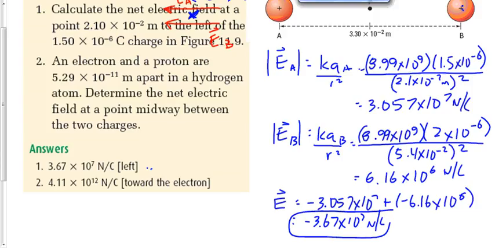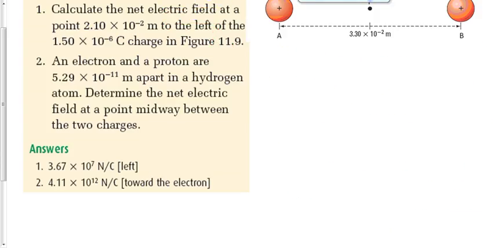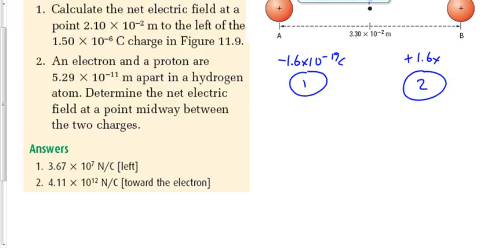All right, let's take a look at question number 2 now. It says an electron and proton are this far apart, 5.29 times 10 to the minus 11 meters, in a hydrogen atom. What's the net electric field at a point midway between the charges? Here's my electron. We'll call that charge 1. Here's my proton. We'll call that charge 2. The electron has a charge of negative 1.6 times 10 to the minus 19 coulombs. The proton is positive 1.6 times 10 to the minus 19 coulombs. We want to find the electric field strength midway between. This is kind of like the example we did yesterday, right? Except it wasn't an electron and a proton yesterday. The distance, by the way, 5.29 times 10 to the negative 11.